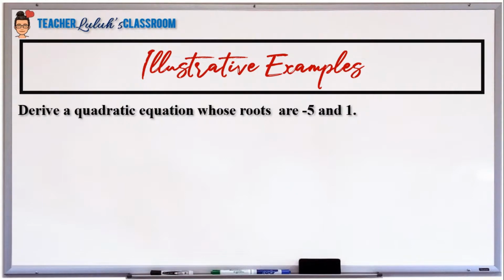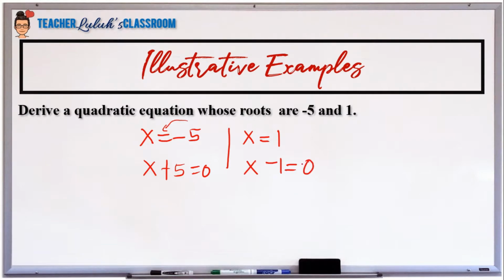Since we are doing the reverse factoring method, we will start with the roots. So that is x equals negative 5 and x equals 1. Then, in order to use the zero product property, both should be equated to 0. So, we transpose. That is x plus 5 equals 0. And then, we do the same here. So, that is x minus 1 equals 0.